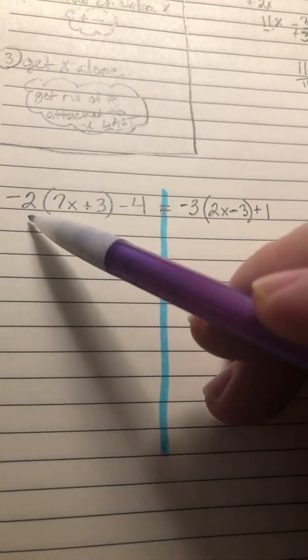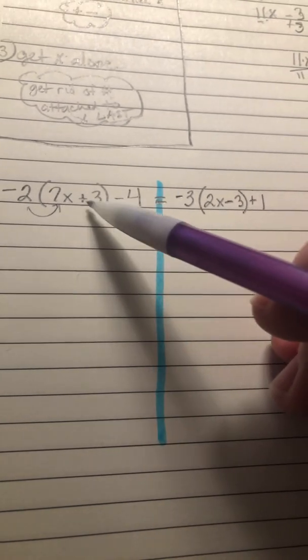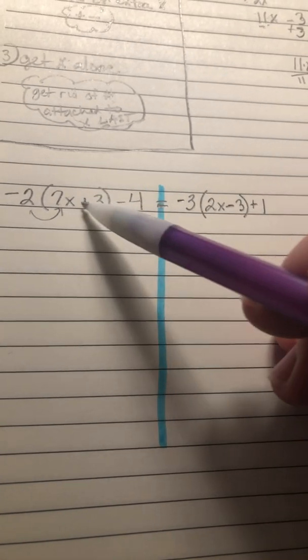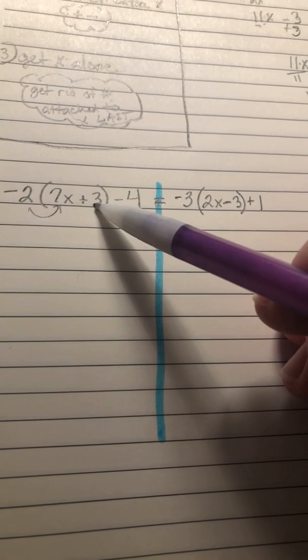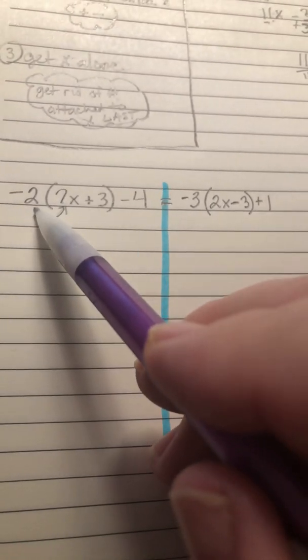Okay, so here's another one. We'll do the same steps. We need to clean it up. And in this case, we're going to get rid of our parentheses. We can't do anything in the parentheses because 7x and 3 are not alike. They're not like terms, so you can't put them together. Same thing over here. But if you could do something in there, you would do that first.